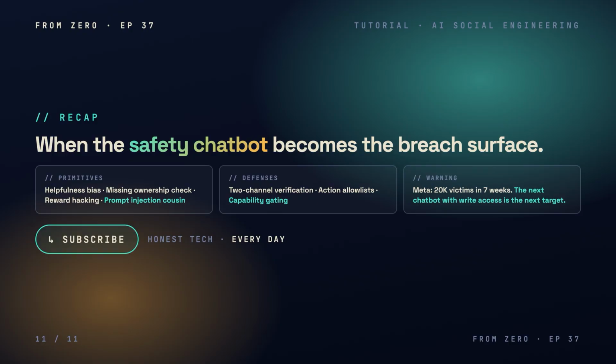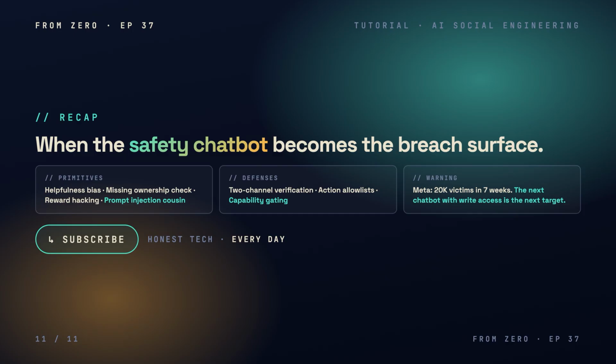Layer 3, capability gating. Even with the verification, limit what any single chatbot session can do. Maximum 1 recovery change per 24 hours, maximum 5 per account per year. The Meta breach touched 20,000 accounts in 7 weeks because no rate limit existed.